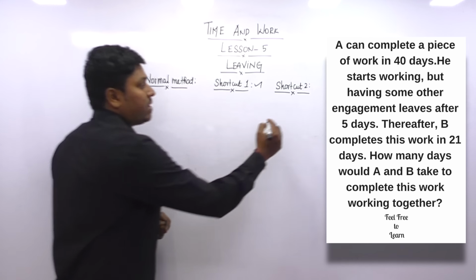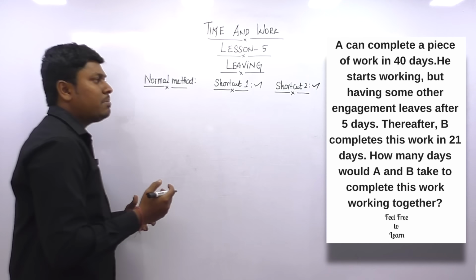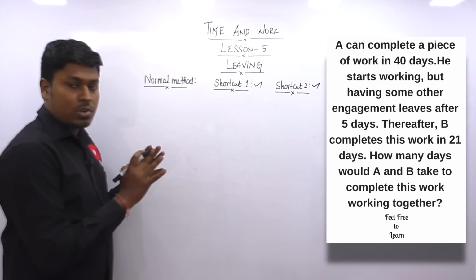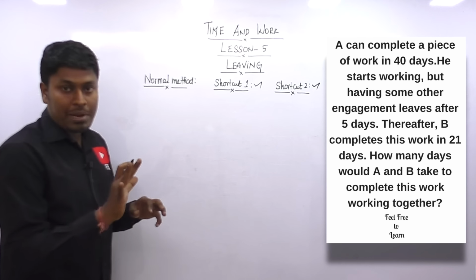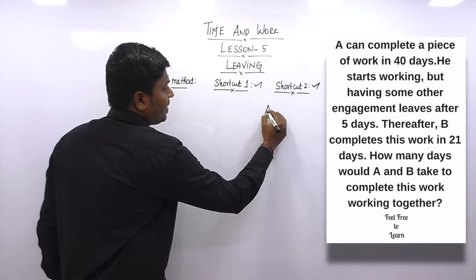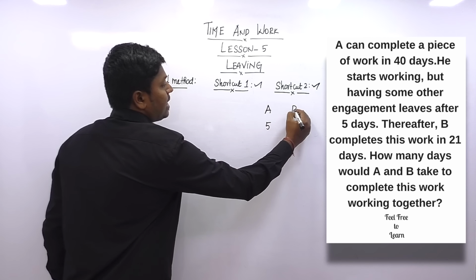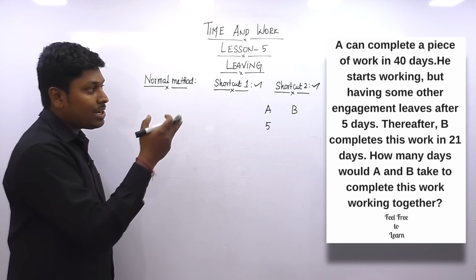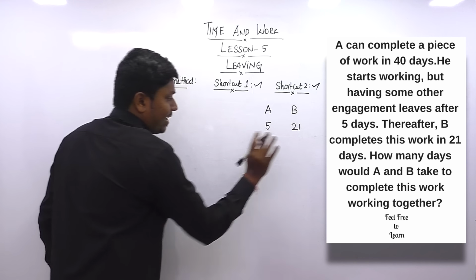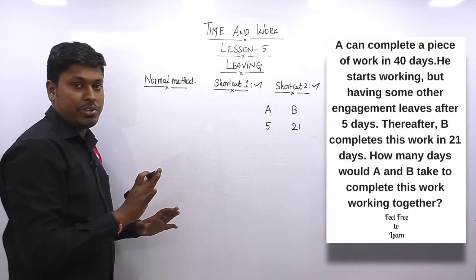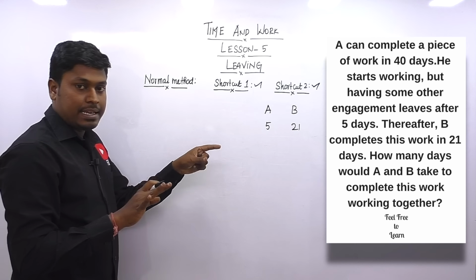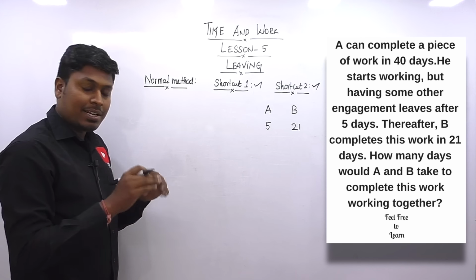Now we can solve this question by shortcut number 2. Right? Shortcut number 2, what we need to do, first of all, there are two persons. A alone worked for how many days? 5 days. It's a direct statement, so we can say that A worked for 5 days. And the remaining work was done by B in how many days? 21 days. So finally we can say that by using shortcut number 2, A worked for 5 days, direct statement, B worked for 21 days, that is also a direct statement.